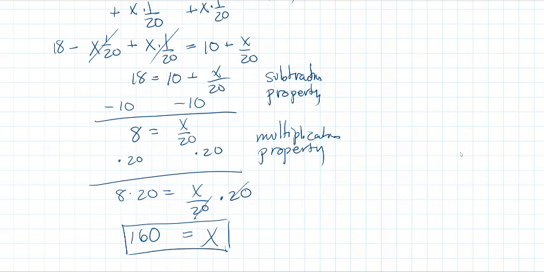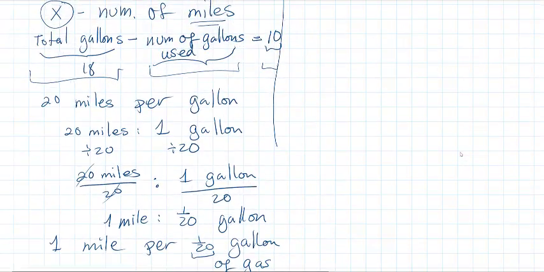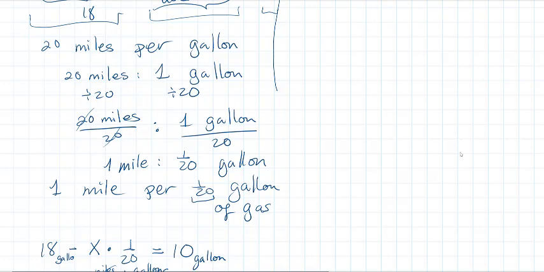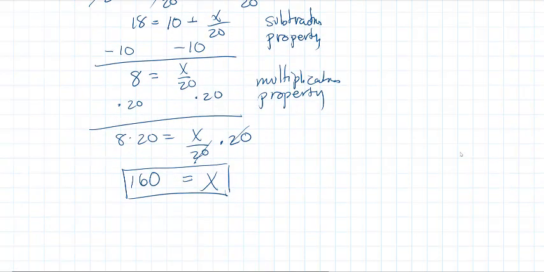Okay, so this is our result, and again, let's look back at the units of this equation. We wrote it out in terms of gallons here and miles here. So x is miles, so x is 160 miles. Okay, so that is our result. Now we should check this by substitution.